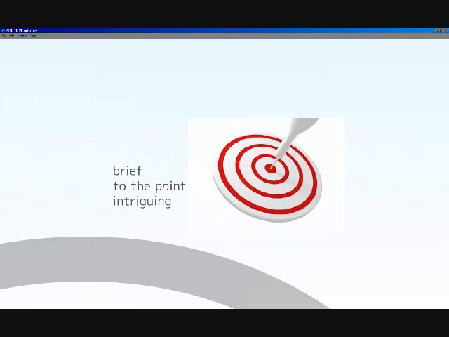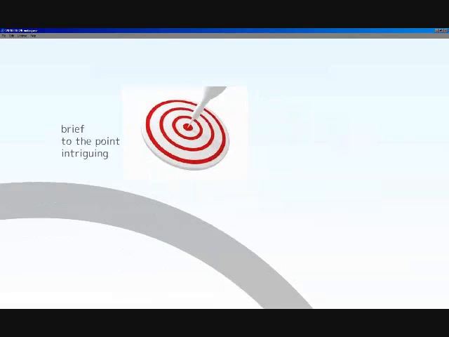The easiest thing for me to explain how to create effective headlines is to say you need to keep it brief, to the point, and intriguing. Those are probably your three most important points to remember.